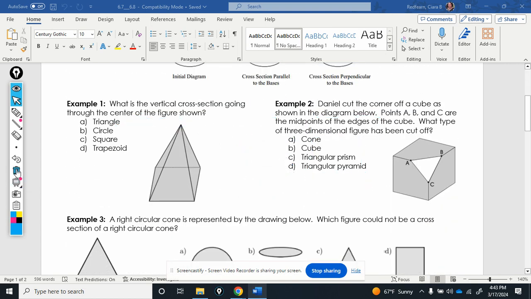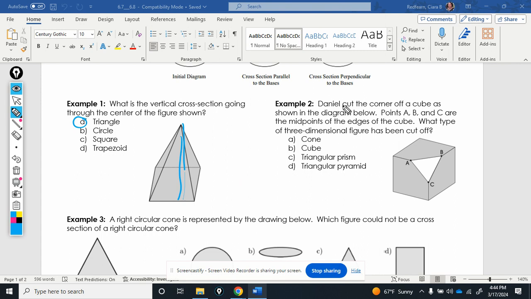All right, so let's look at example one. Example one says, what is the vertical cross section going through the center of the figure shown below? Vertical means up and down. So if we're cutting up and down through this figure, the cross section that you should see would be a triangle, because when you cut up and down through this pyramid and open it up, you will see a triangle.